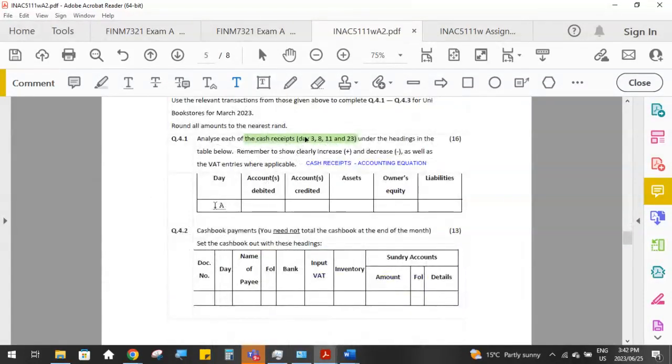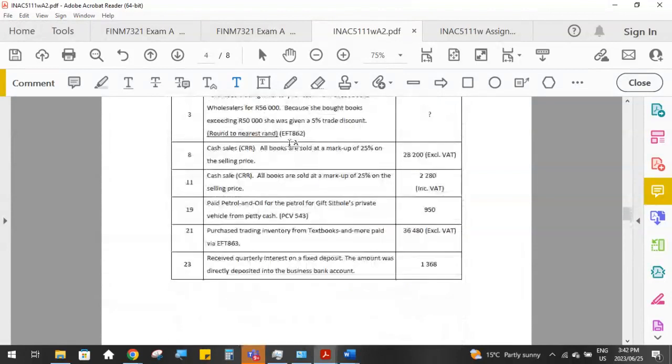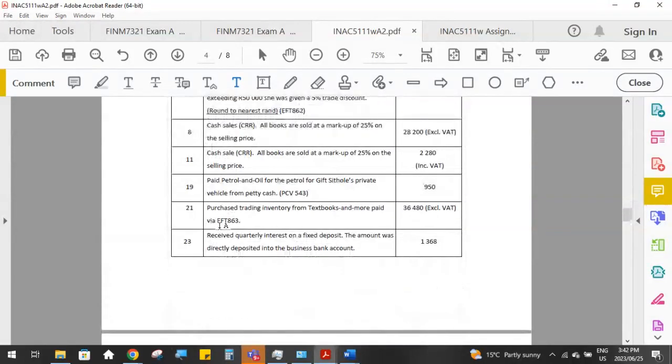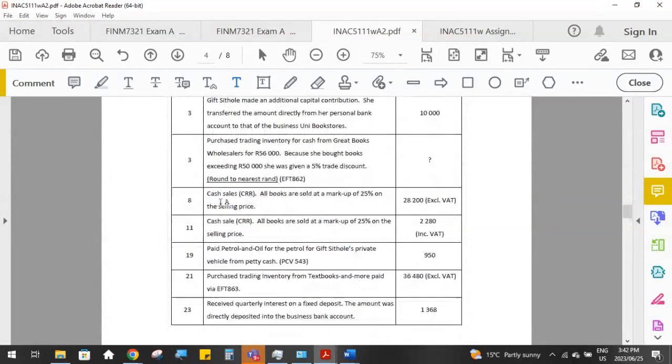Then what was the next one? 3, 8, 11, and 23. So under 8, cash sales. So we're receiving cash because we made a cash sale. CRR is our cash receipts register or cash receipts roll.